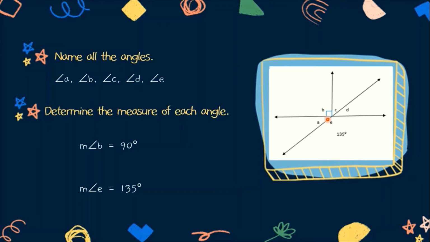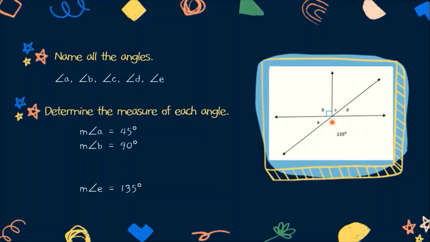So, meron tayong dalawang sukat, angle E and angle B. Aalamin naman natin yung sukat ng C, D, and A. Angle A is 45 degrees. Paano natin nakuha yung 45 degrees for angle A? If we notice, angle E and angle A, they are next to each other. And they are forming a linear pair.